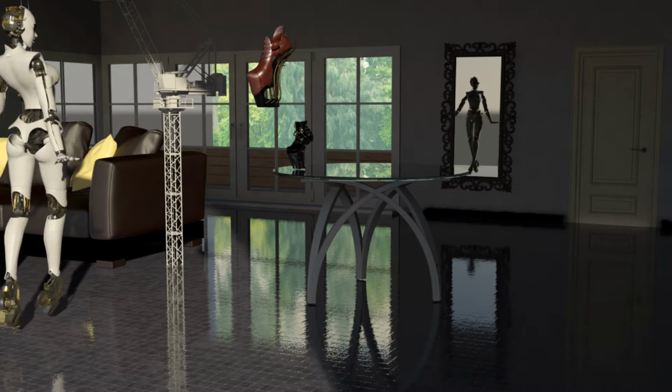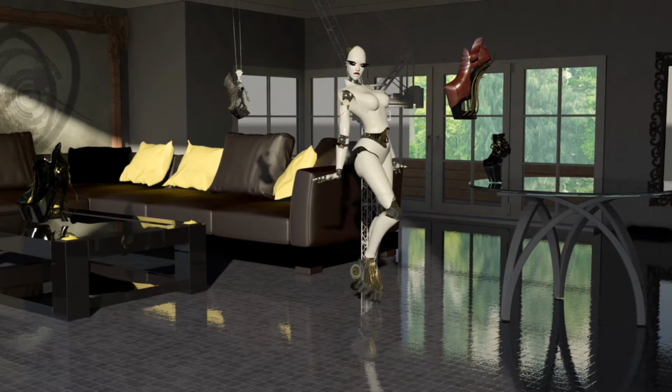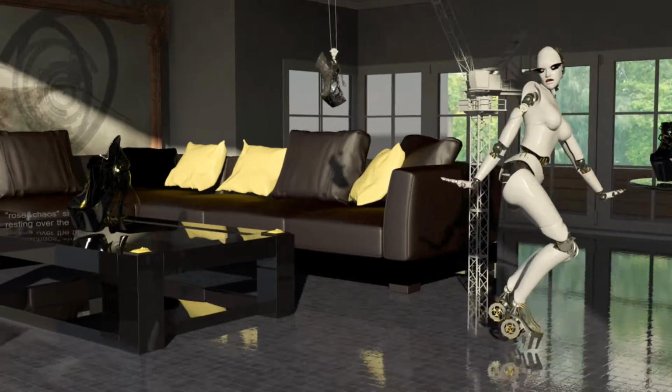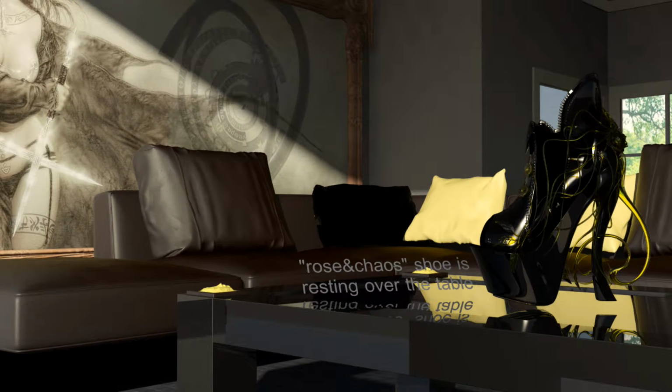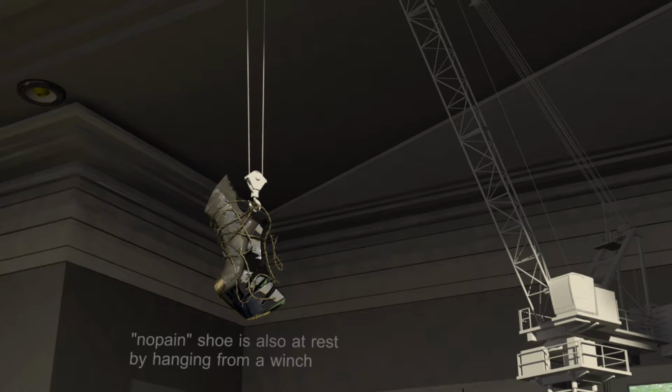Today Ai is showing us her new shoe collection. This is Rose and Chaos. It's a new design, and it's nicely resting on the table. This is No Pain. It's hung from a construction winch, and no one knows why. But it's also in an equilibrium state.